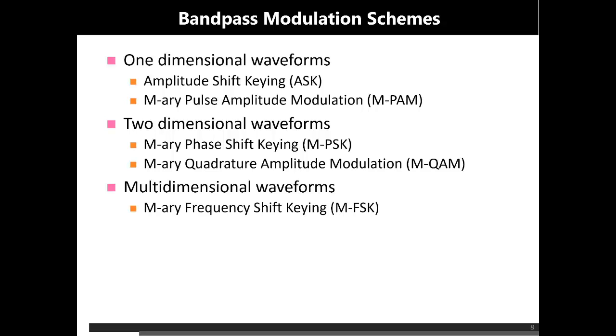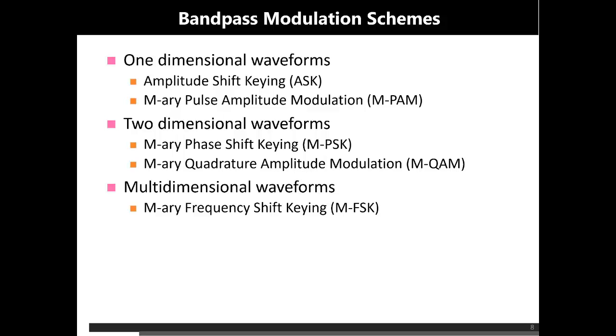So having discussed the fundamentals of bandpass modulation and coherent detection, now we move towards the famous bandpass modulation schemes. There are many ways to categorize bandpass modulation schemes, but the criterion that we will be discussing in this series of lectures is with respect to the dimensions of the modulation schemes. We can categorize all the bandpass modulation schemes into three types. Either they can be one-dimensional, or two-dimensional, or multi-dimensional.